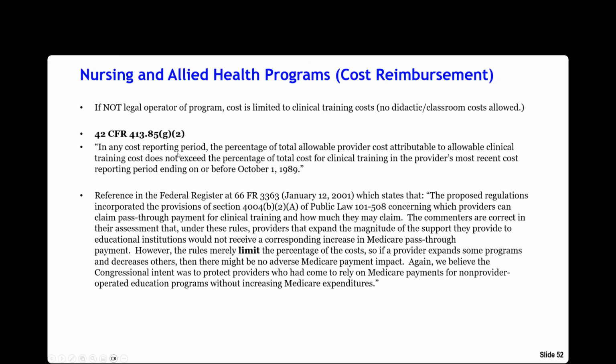It basically says, and I guess there's some precursor to that, that yeah, you might be allowed this, but here's the limit. If any cost reporting period, the percentage of total provider cost for this clinical training to total cost cannot exceed the percentage that existed in the base year, October 1st, 1989. So first of all, if you didn't have this base year, if you didn't exist then, your limit is 0. You're out of it. But if you had this base year, we calculate that percentage and make sure that the current year hasn't exceeded that percentage.